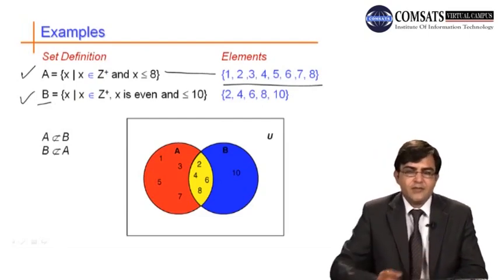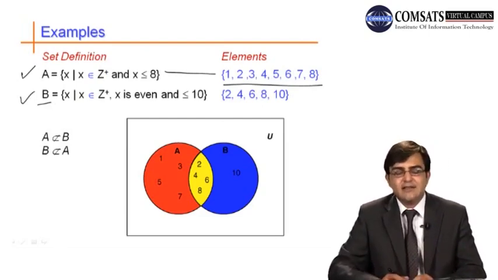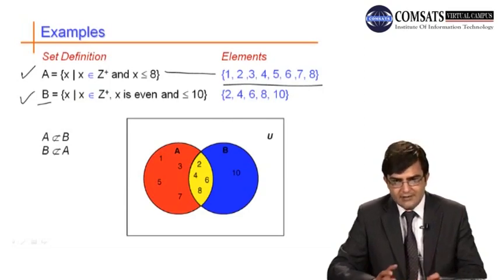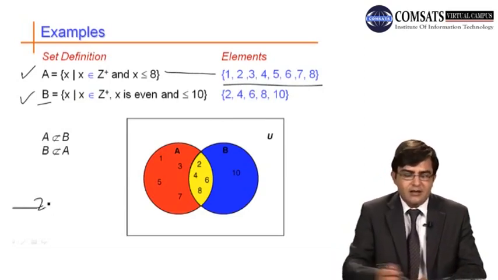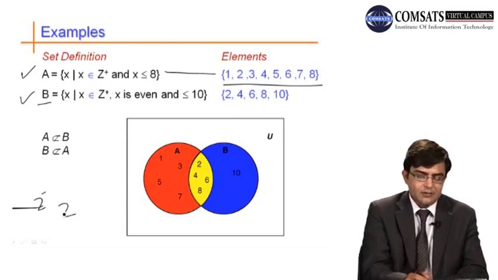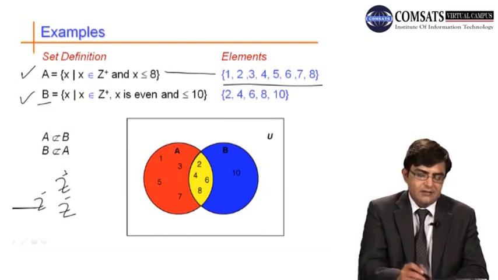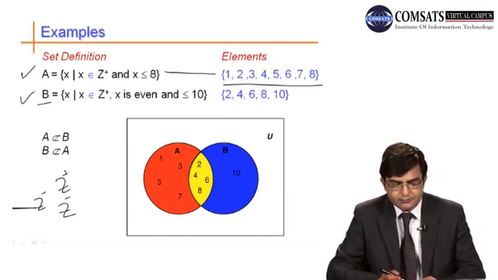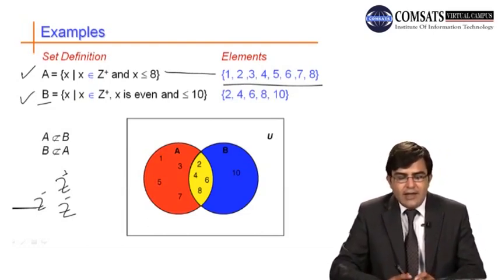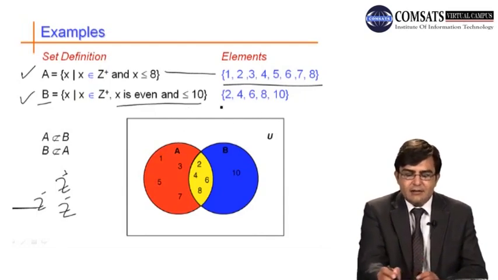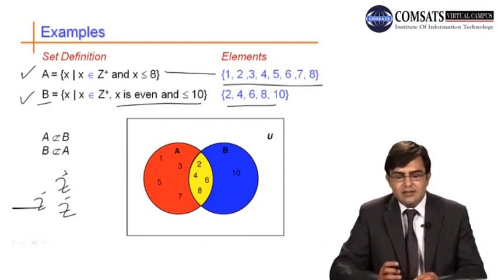B is the set which contains the elements x such that x belongs to Z plus, where Z positive denotes the positive integers, x is even, and x is less than or equal to 10. So this contains the elements 2, 4, 6, 8, 10. Now we have to express these two sets using Venn diagrams.